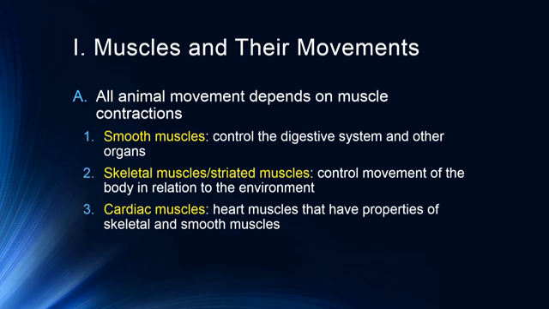Cardiac muscles are heart muscles that have properties of both skeletal and smooth muscles. So they're kind of their own unique beast. This is pretty much your heart. Everything else is either smooth muscle or skeletal muscle, which we call striated muscle. They're called striated because they actually are striped when you look at them, and anybody who's ever seen what a muscle looks like can see they very clearly have muscle tracts. We'll talk about those muscle fibers and how they function.